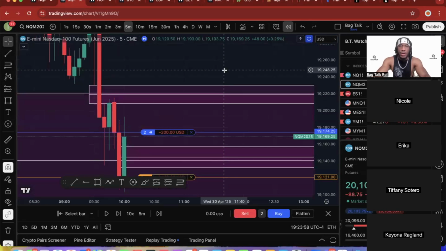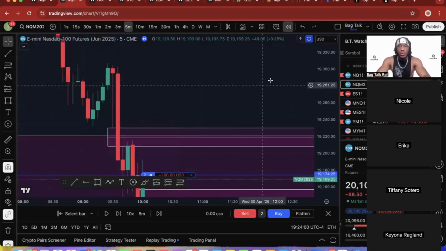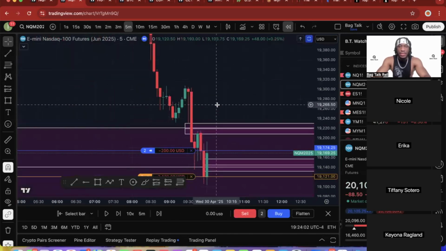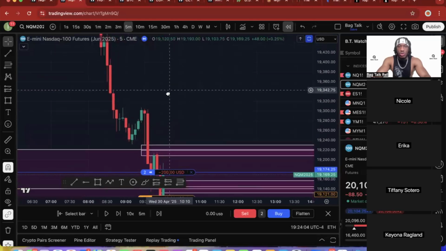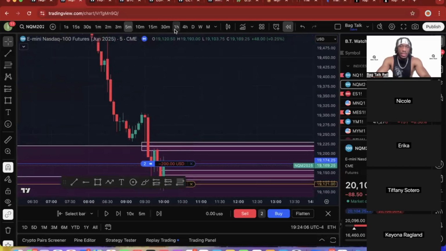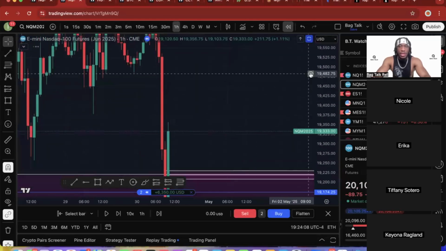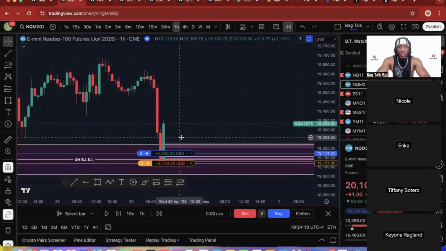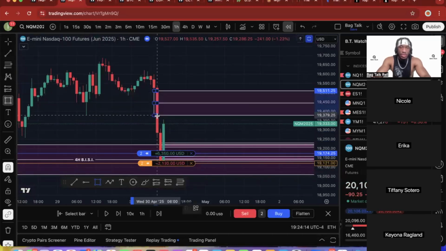Let's keep it frank. It's just this. We don't want price coming back into these fair value gaps to go lower, none of that. And let me show you something else. You see this bearish fair value gap, this huge one.